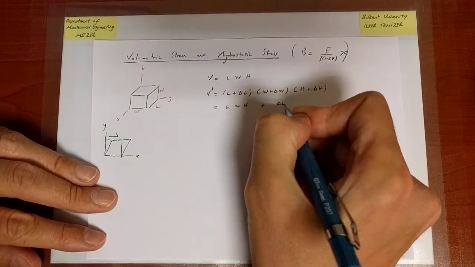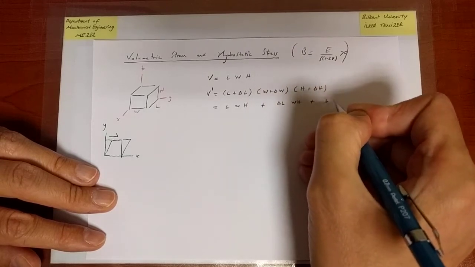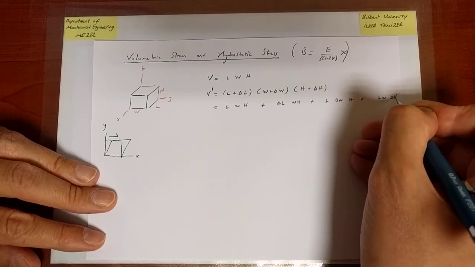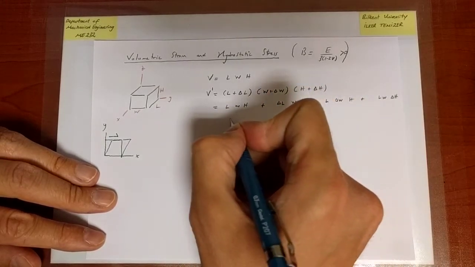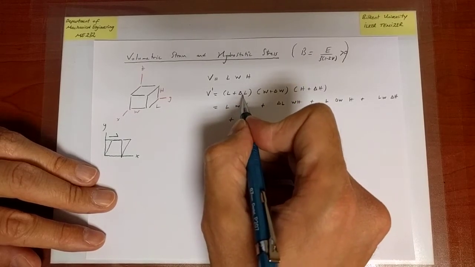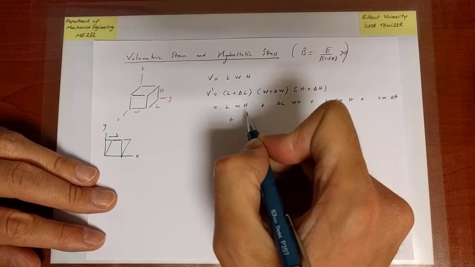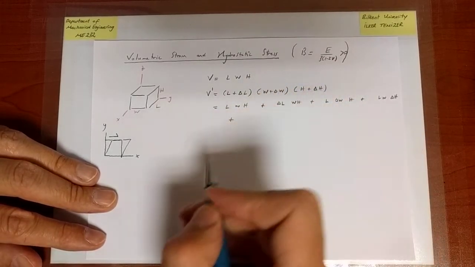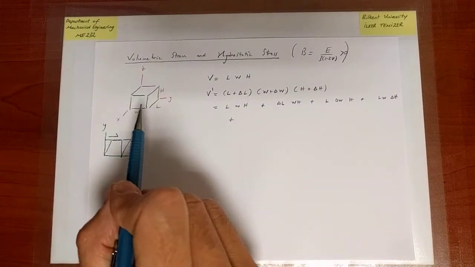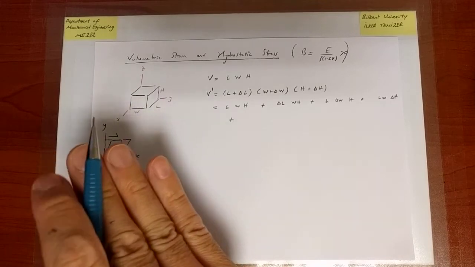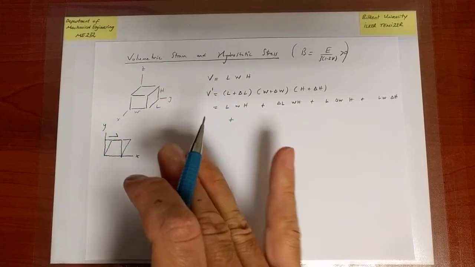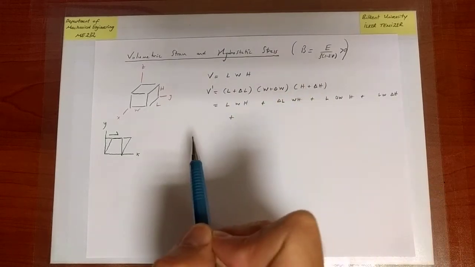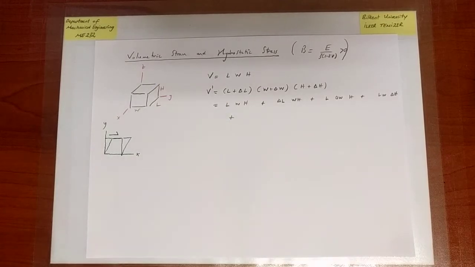plus delta L multiplying WH plus L delta W multiplying H plus LW multiplying delta H, plus terms like delta L delta W multiplying H, or delta L delta H multiplying W, etc. And finally a term like delta L delta W delta H. Now remember, we are not only assuming elasticity and isotropy but also linear elasticity, which means deformations need to be small. In other words, the relative magnitude of delta L with respect to L, and that of delta W with respect to W, etc., has to be small. In other words, we should have small strains.